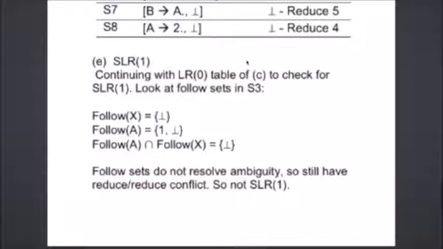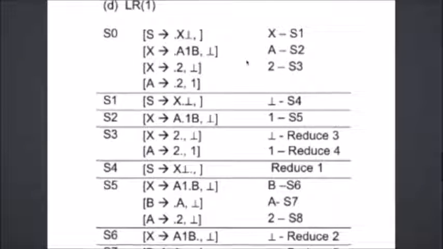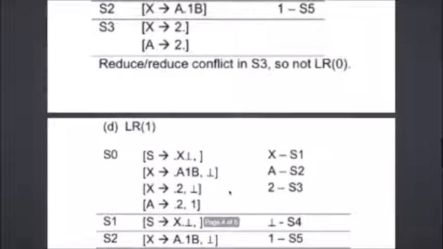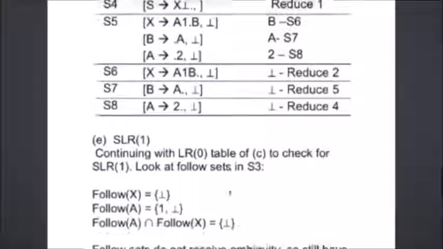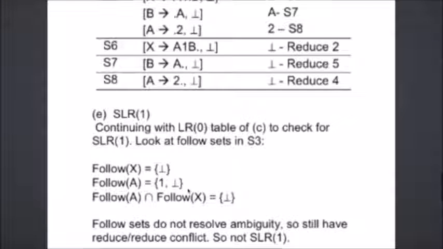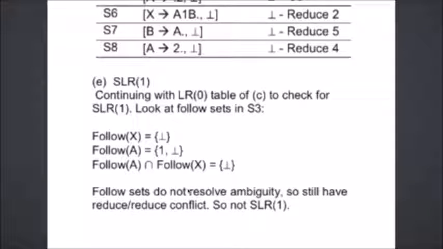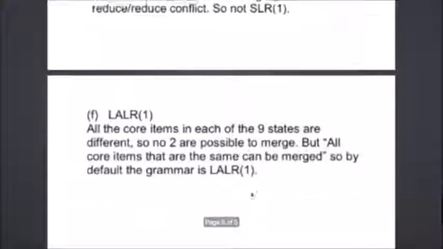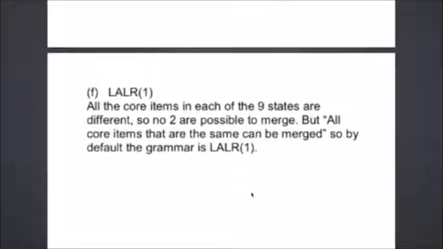Moving on to SLR1, continuing with the LR0 table. Here we can see the table of our grammar. We look at the following subsets: follow of X, follow of A, and follow of S. We can see that follow of X has a perpendicular operator, follow of A has 1 and the perpendicular operator, and the intersection of both these has the perpendicular operator. So they do not resolve the ambiguity because they have the same operator. So we still have the reduce conflict. So no, not SLR1. Moving on to LALR1.